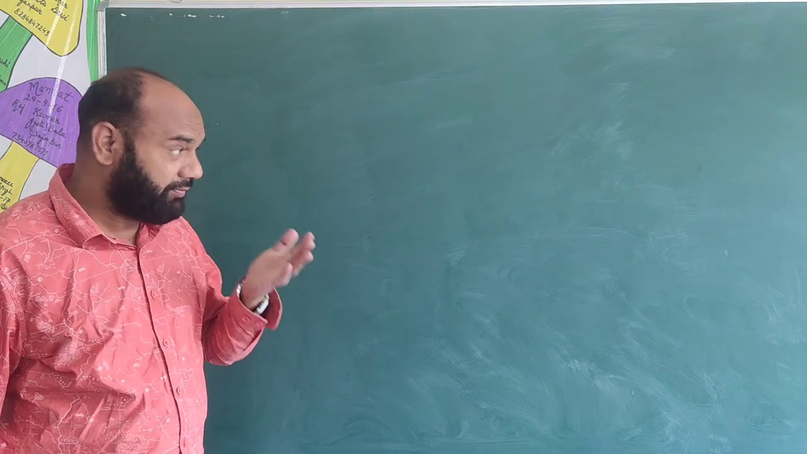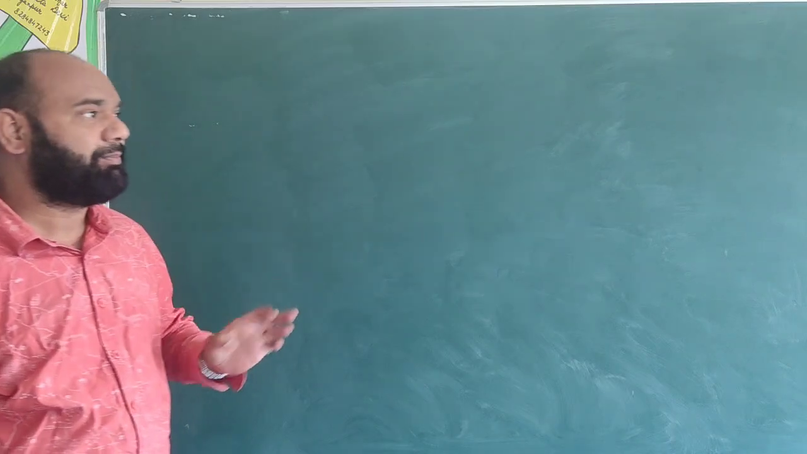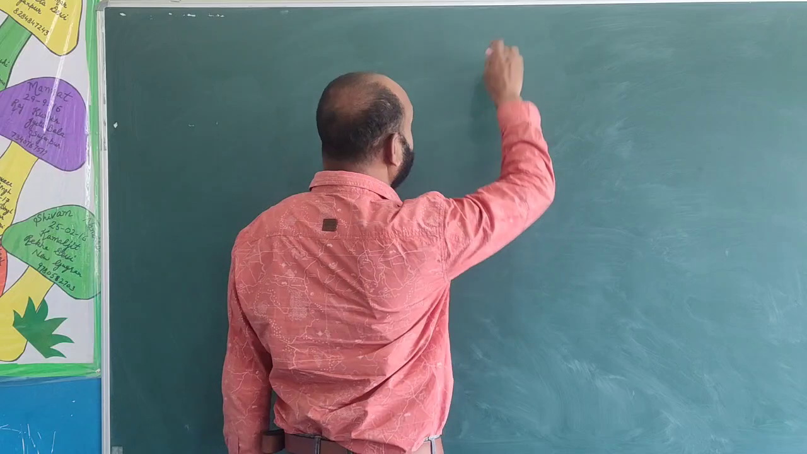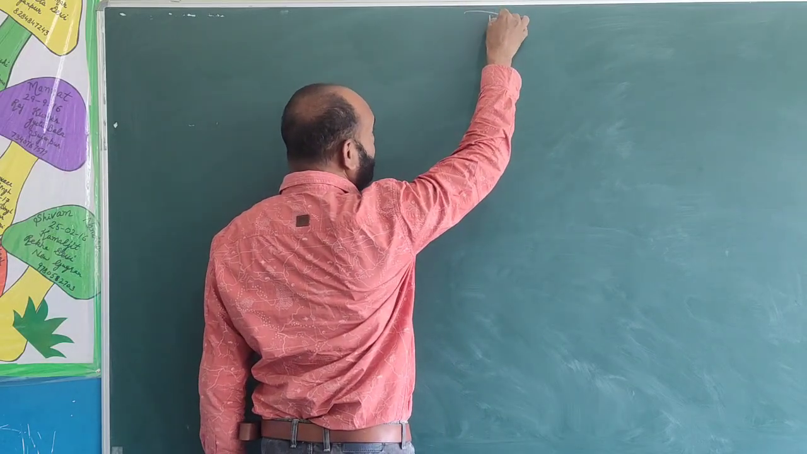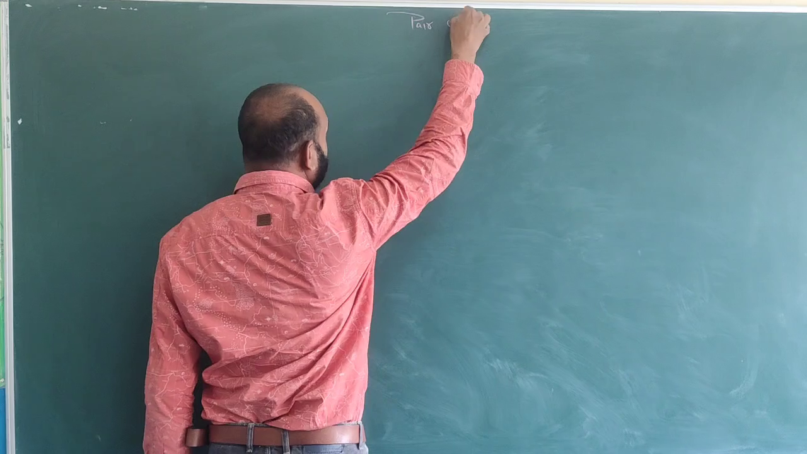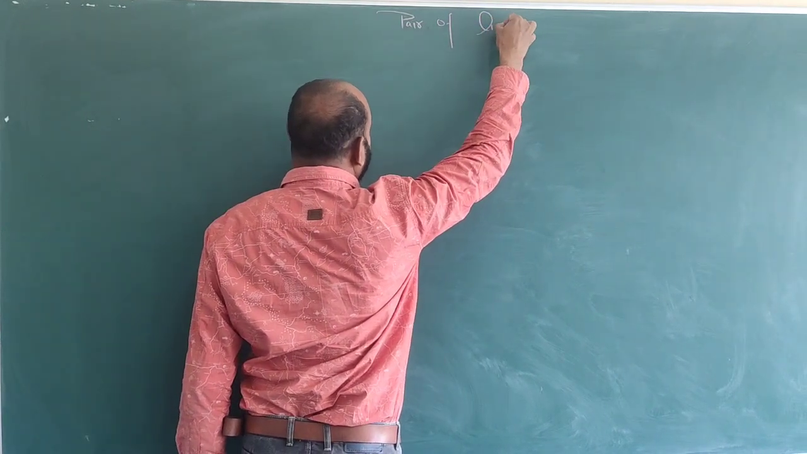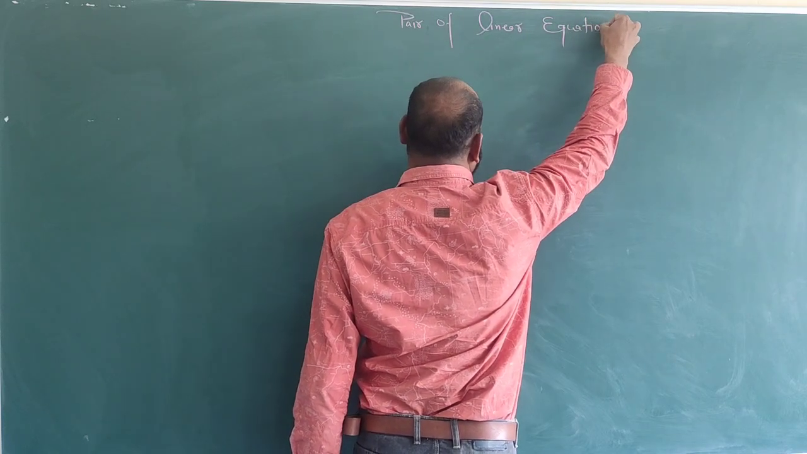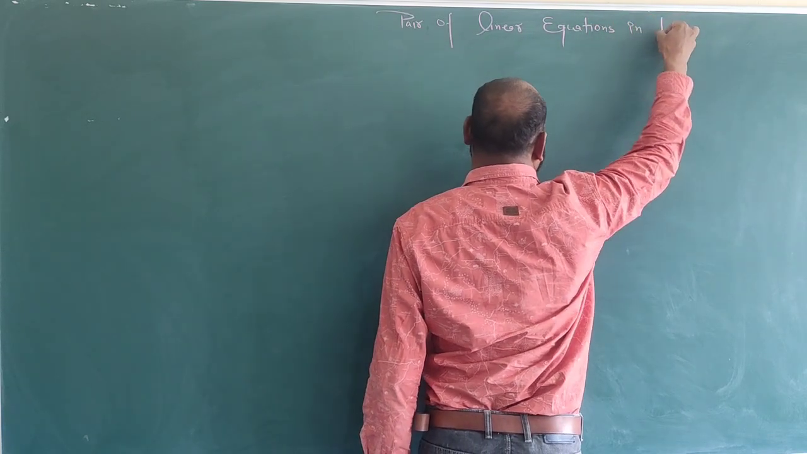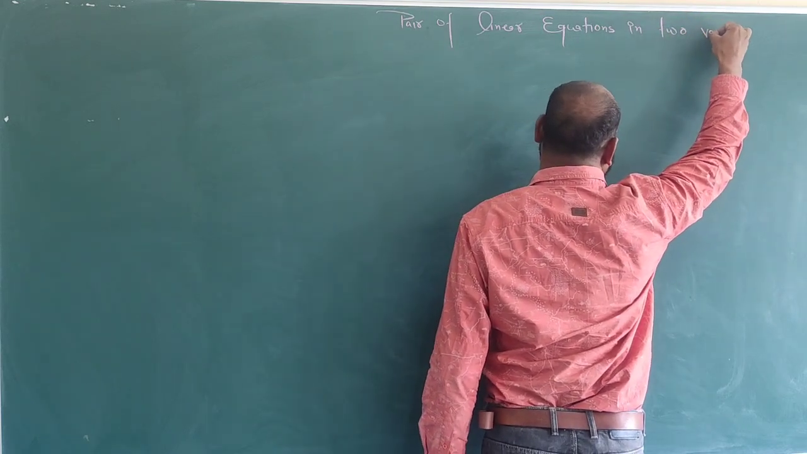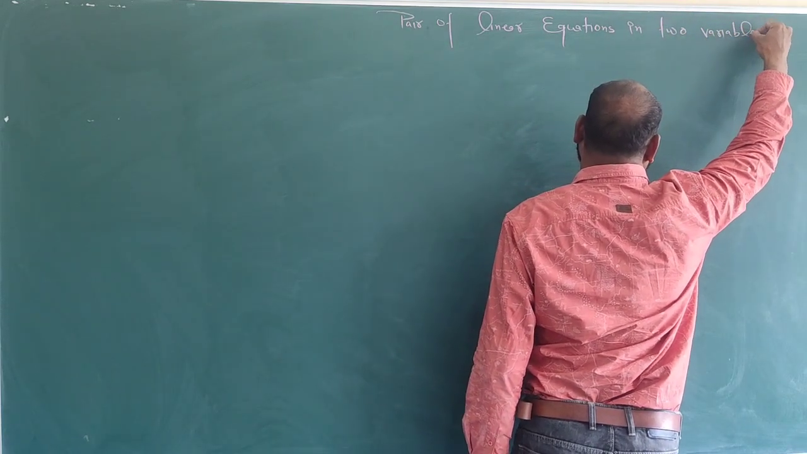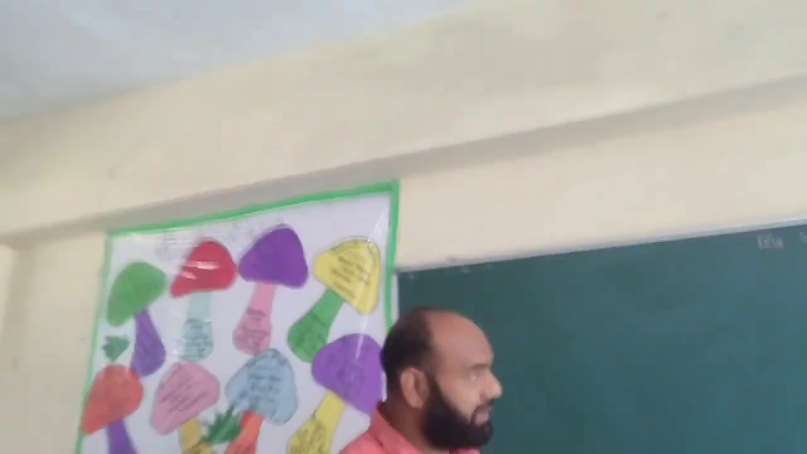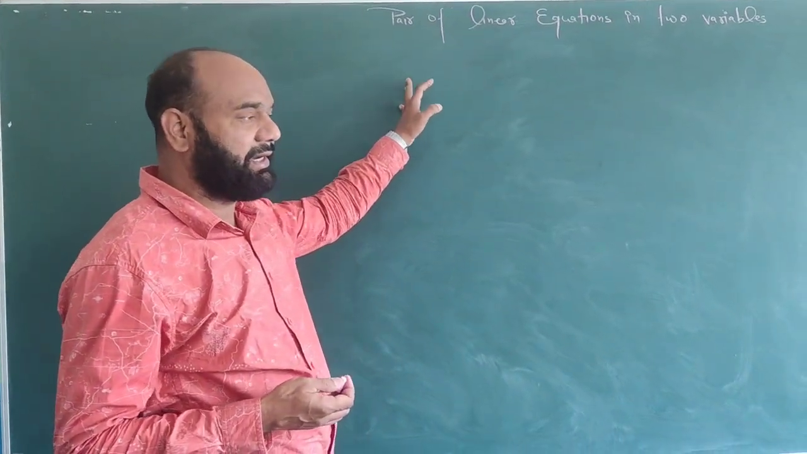Good morning, students. Now we will start your third chapter, Pair of Linear Equations in Two Variables, of your class 10. So let us start this chapter. The chapter name is Pair of Linear Equations in Two Variables. Pair of linear equations in two variables means the study of linear equations which are in two variables.